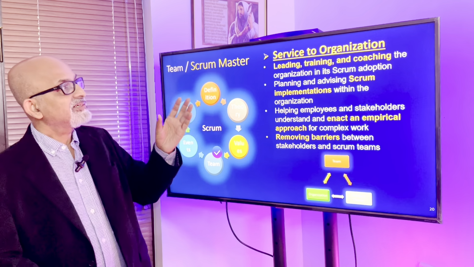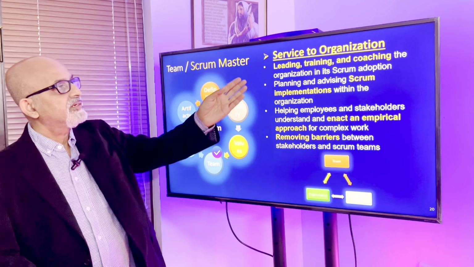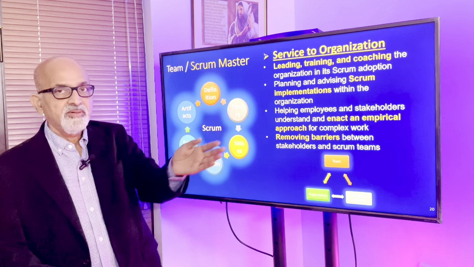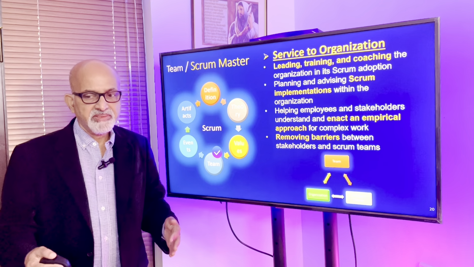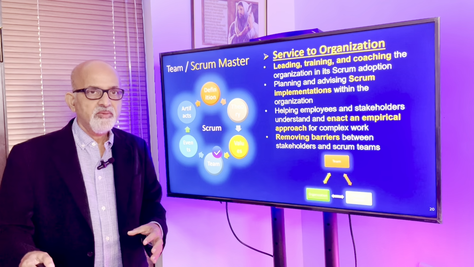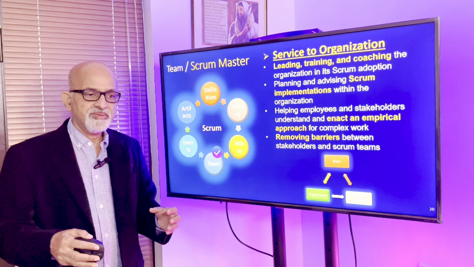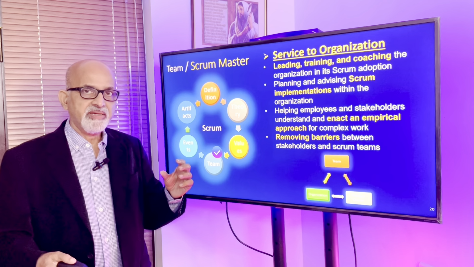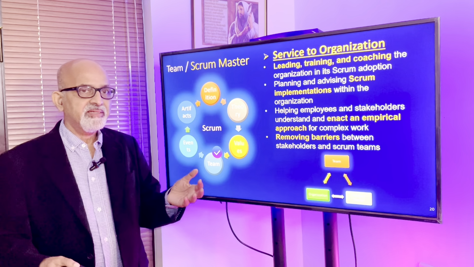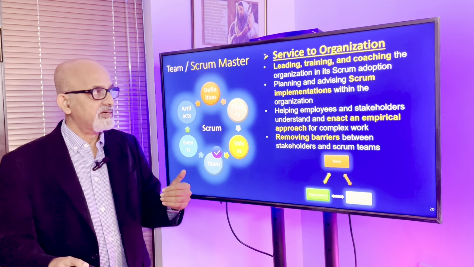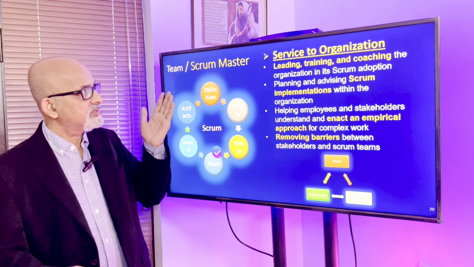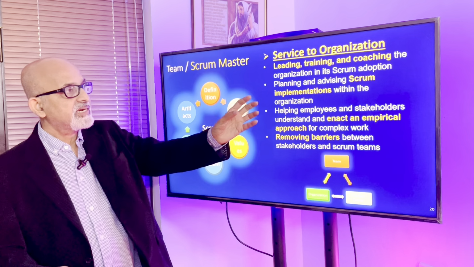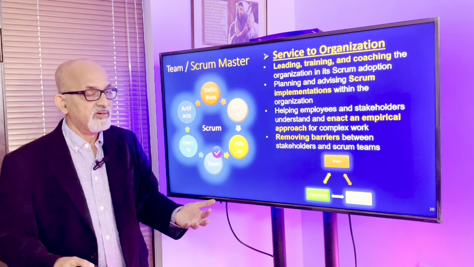Then Scrum Master service to the organization: leading, training, and coaching the organization in its Scrum adoption. Very often, it is not just the team which needs to be trained. We need to give orientation to other stakeholders as well, especially the middle management and the senior management, so that they really understand how Scrum works. The Scrum Master has a major role to play there, and in planning and advising Scrum implementations within the organization.